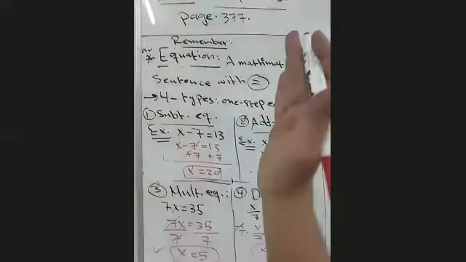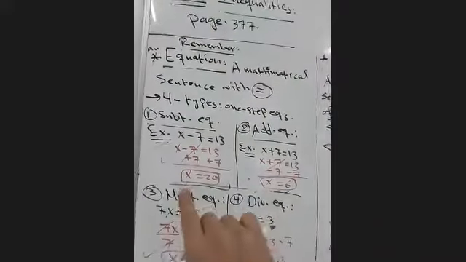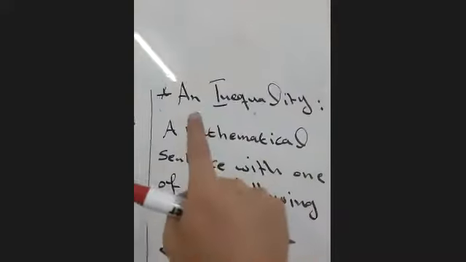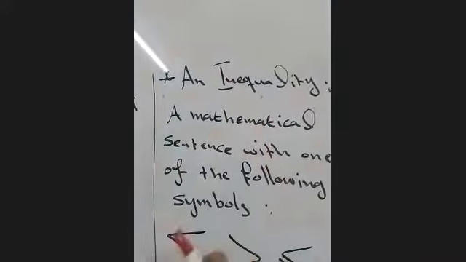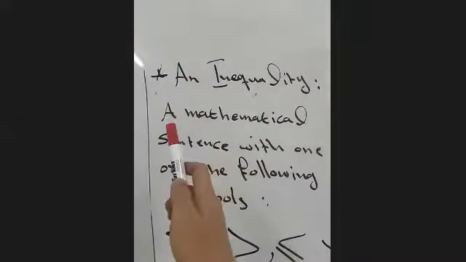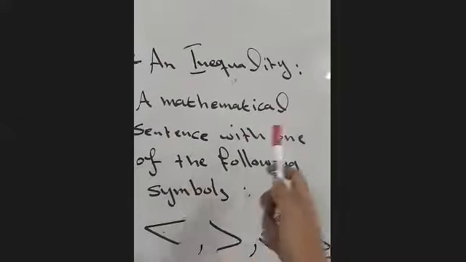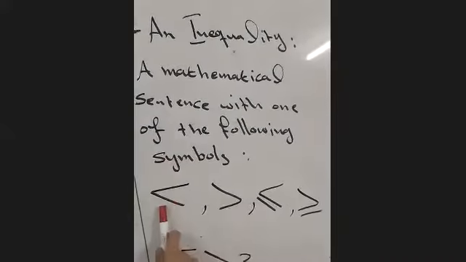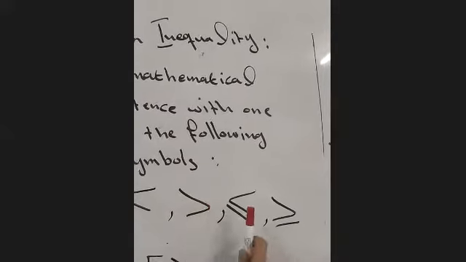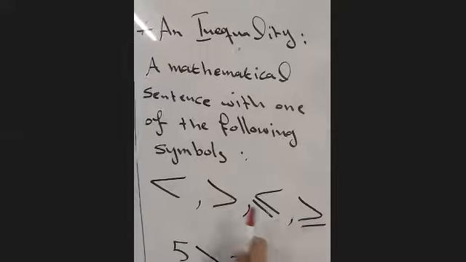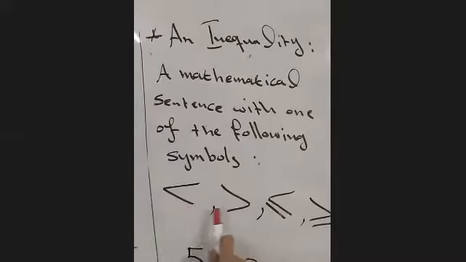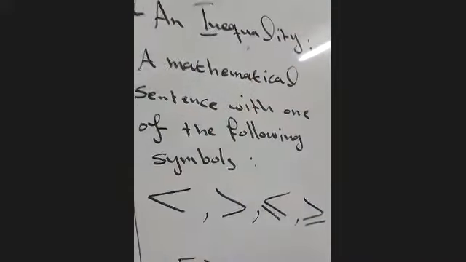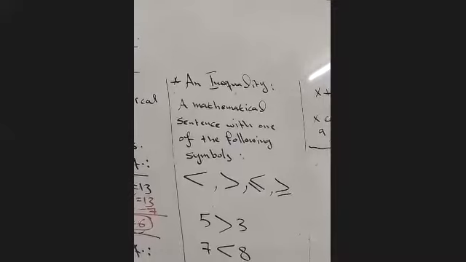Now we are done with equations for this time, and we will move to something new, which is inequality. Now, what is an inequality, guys? Focus with me here to understand. An inequality is a mathematical sentence with one of the following symbols: less than, more than, less than or equal, more than or equal. If you have one of these, then it is called an inequality.